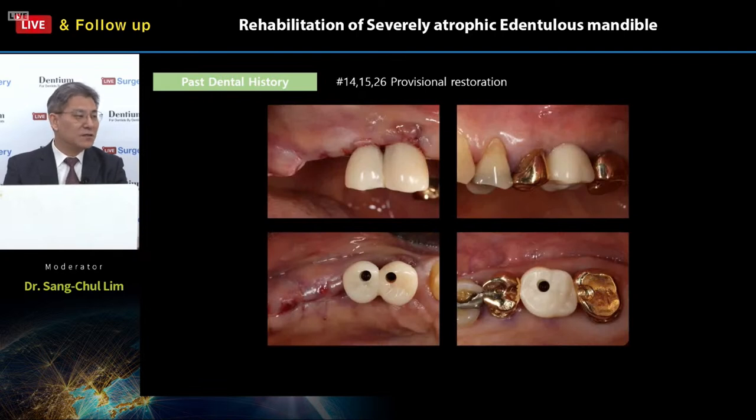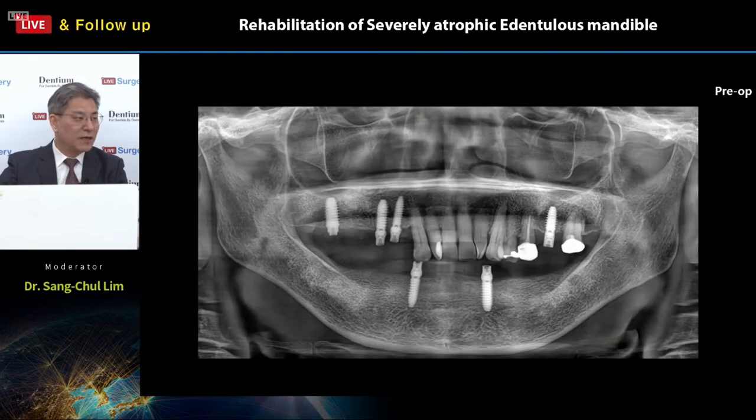And after this surgery, Dr. Zhang tried to have a provisional restoration that depends on higher initial stability and good situation of implant fixture. So number 14, 15, 24 areas have a provisional restoration like this one using a PMMA and the custom abutment. All of these tissue level implant fixtures are shown to us like this one. So upper 4 implant fixtures installed, lower 2 implant fixtures installed.